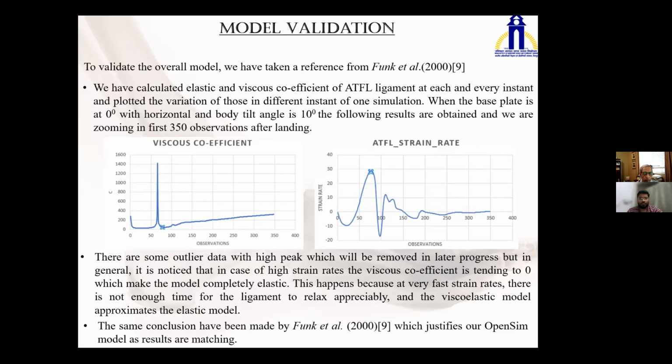We have seen that whenever the ATFL strain rate is high, the viscous coefficient is approaching 0. This happens because at very fast strain rates, there is not enough time for the ligament to relax appreciably. So the viscoelastic model approximates the elastic model. This same conclusion has been made by Funk et al., which justifies our OpenSim model as results are matching.